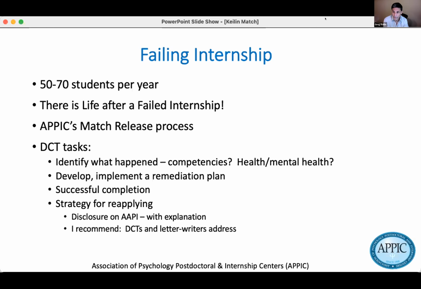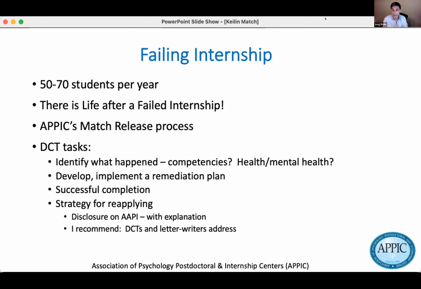A well-written, thoughtful, self-reflective explanation goes really, really far with internship training directors. And it goes even farther if the DCT and the letter writers back that up in their own letters, summarizing what happened. You want the internship site to have a consistent picture, and an honest picture, of course, about exactly what happened.